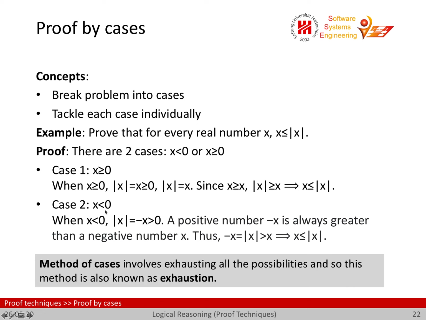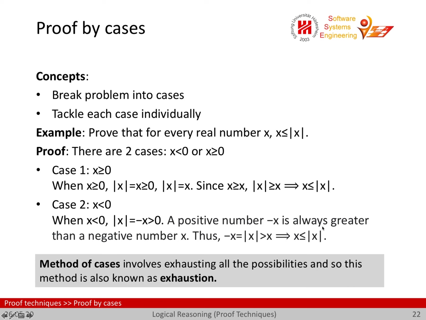The second case is a bit more interesting. Here we have x is smaller than 0. If that's the case, then we have the absolute value of x equals minus x, which is then larger than 0. A positive number minus x is always greater than any negative number. Thus we know that this minus x equals the absolute value, which in turn is larger than x. And thus we can conclude that x is smaller or equal the absolute value of x.